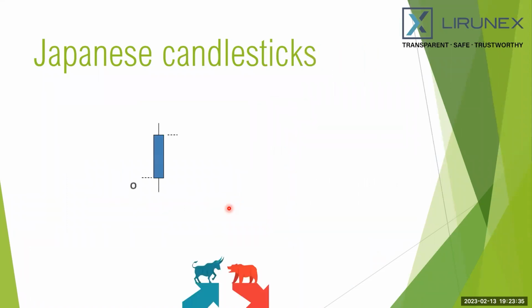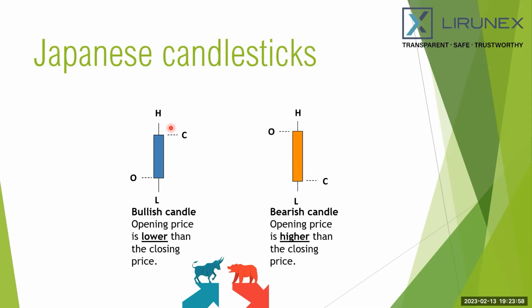So ganun rin, we have our opening, closing, high, and low. Our opening price is lower, and then yung closing price ended up higher than the opening price. So this is what we call a bullish candle, or an opening price is lower than the closing price. Ganun din, on the other hand, or opposite side, is a bearish candle. So kung yung closing price natin closed lower than the opening price, then that's what we call a bearish candle.